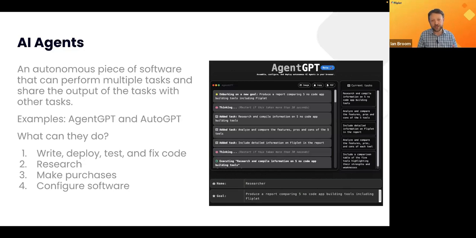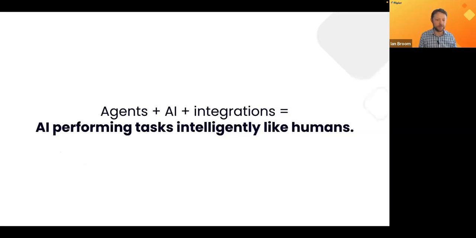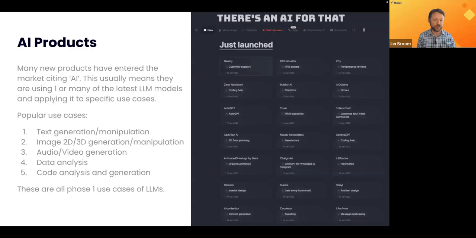And then finally, configure software. Sometimes software configuration, a bit like programming, is a bit of trial and error. You've got to research the right settings. You've got to apply the settings. You've got to check if the settings work, etc. Agents can also do that. So agents are really starting to enable AI to act more like humans and do a whole chain of commands that depend on the output of previous commands. Agents plus AI plus integrations equal AI performing tasks intelligently like humans. That's the reason why I wanted to mention it in this presentation.